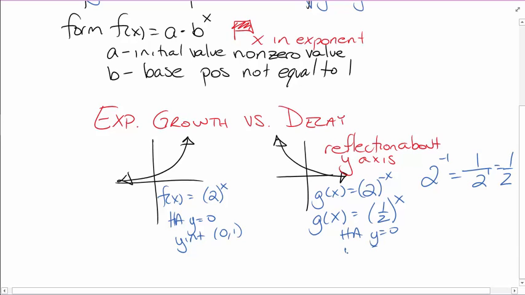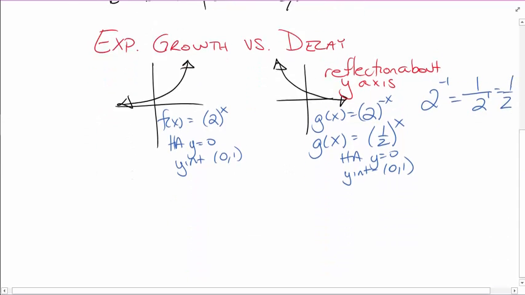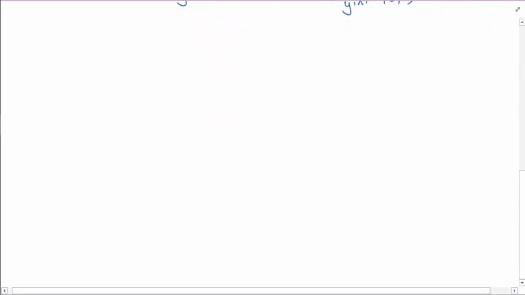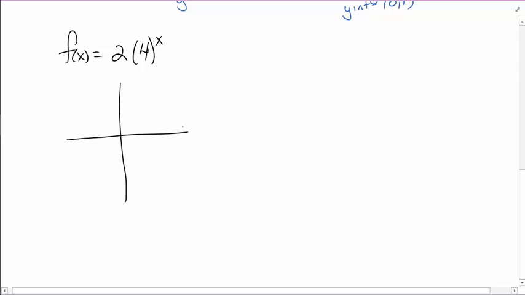To find a y-intercept, we're going to insert an x value of 0 and determine what would be left. If we have 2 to the 0 or 1/2 to the 0, either way we're going to yield a 1. We're now going to work with a specific function. For this function, which we're going to define as f of x equals 2 times the quantity 4 to the x, we are going to graph this function. We're going to talk about any key features and label several points on this graph.